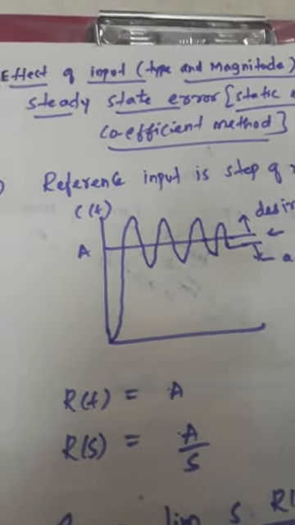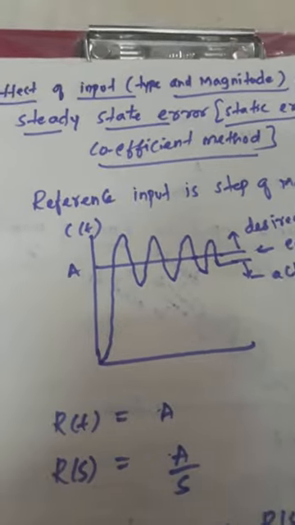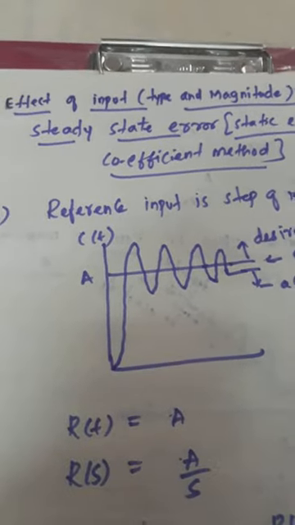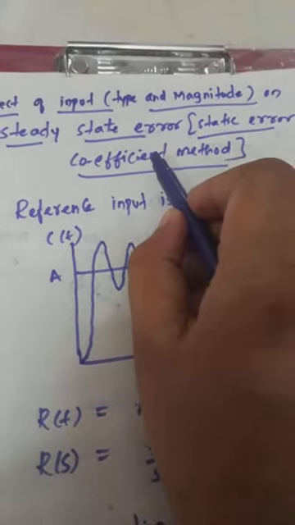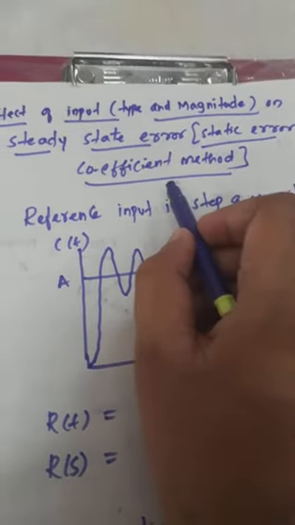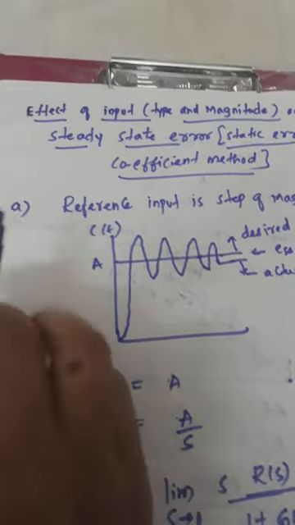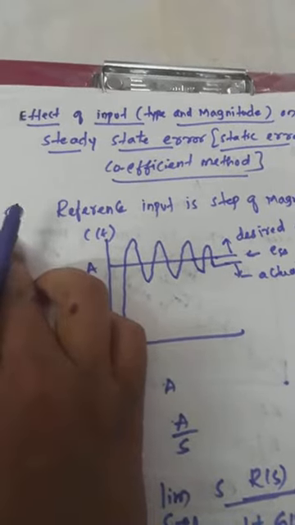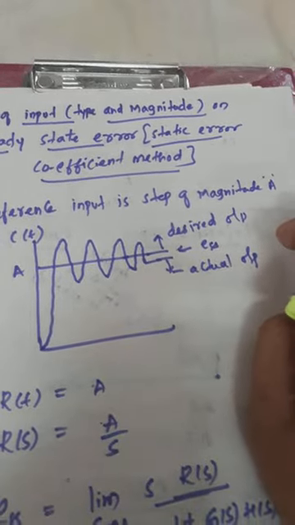Good morning, students. Today I will explain the effect of input, that is type and magnitude, on steady state error. Steady state error is represented by ESS. So this is also nothing but a static error coefficient method. For example, the first one I'll consider: reference input is step of magnitude A.